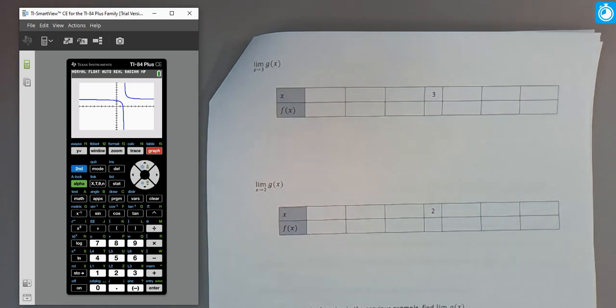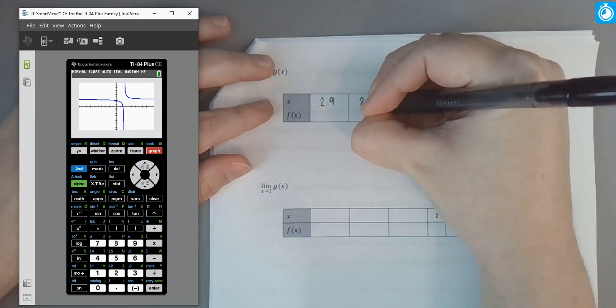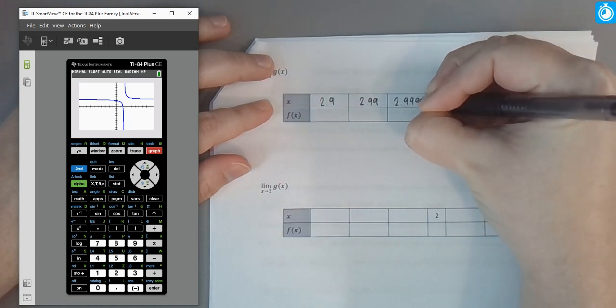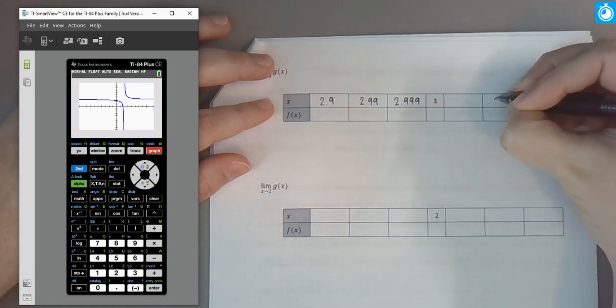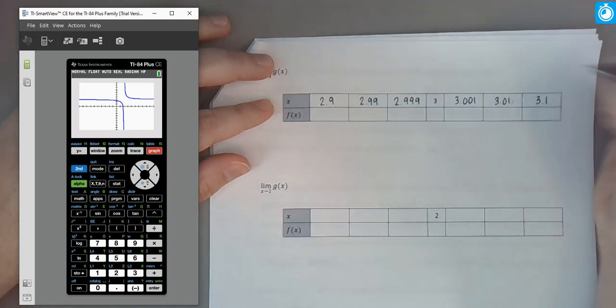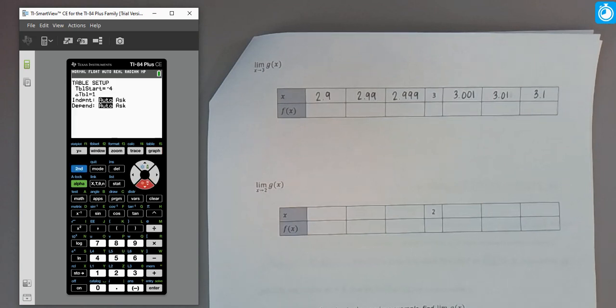Okay, well, remember we have to look at it from the left-hand side, from the right-hand side. So numbers that are smaller than 3, numbers that are larger than 3. So smaller than 3 but approaching 3, getting closer and closer incrementally. And then larger than 3, but again approaching 3, so getting closer to it, decreasing incrementally. Okay, so the table now has the fixed values. Let's go back and change it to ask so we can type in the values we want.